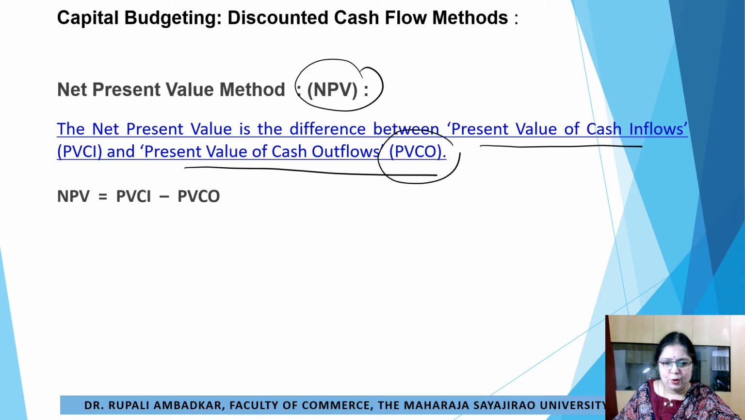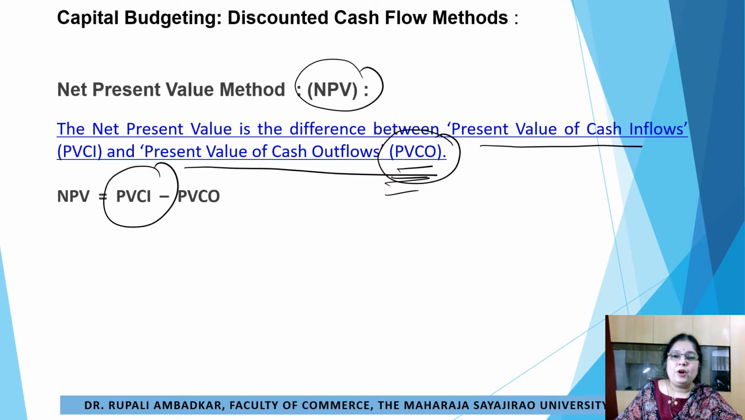What is this PVCO? If the company needs to make an investment now, let us say in a project worth rupees 10 lakhs, that 10 lakhs will be your present value of cash outflow. Then the company also makes projections of how much this project is going to generate in future, how many cash flows the company is going to receive when this investment is made. So those projected cash flows need to be first converted to present value. That is called PVCI.